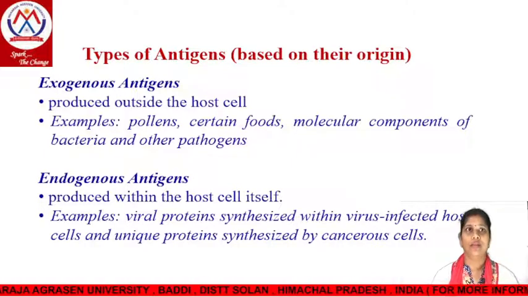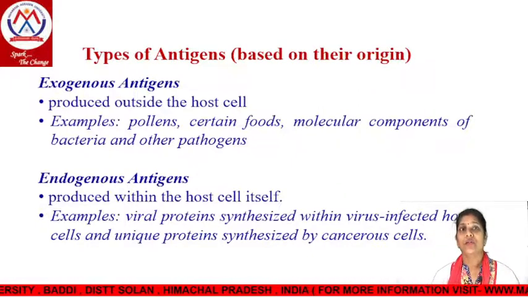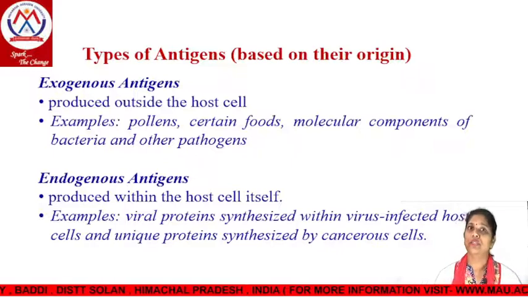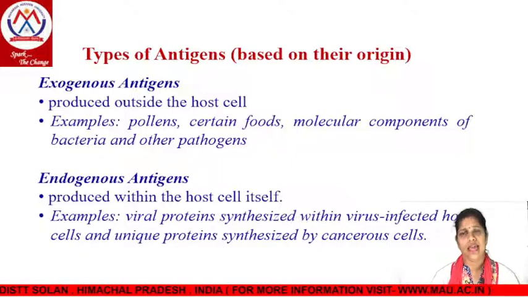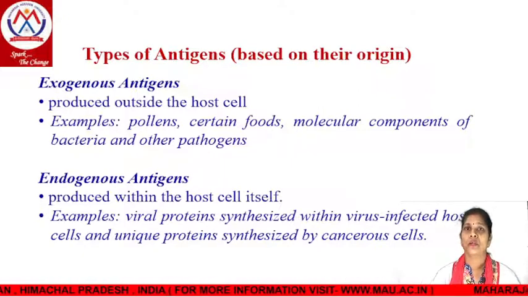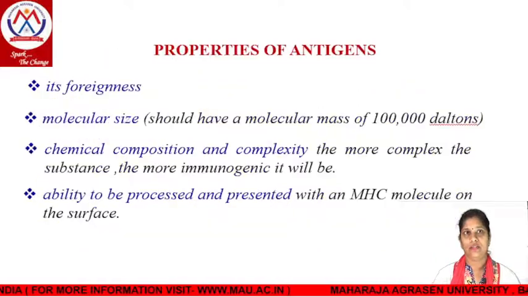The other one is the endogenous antigen. The name again explains that endogenous antigens are produced within the host itself. They are produced within your own body. The best example of the endogenous antigen is the unique protein synthesized by the cancerous cells. Everybody would have heard the term cancer. We all know the cancerous cells are generated in our own body and they have the potential to trigger our immune system. So these are included under the endogenous antigens.